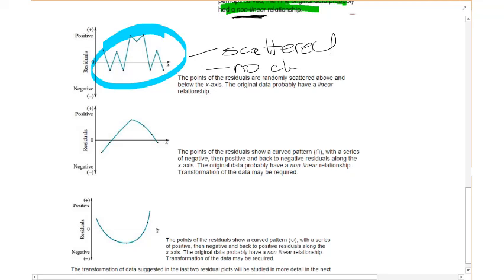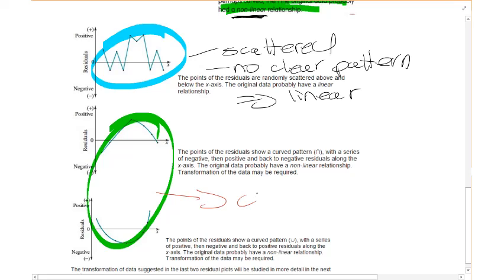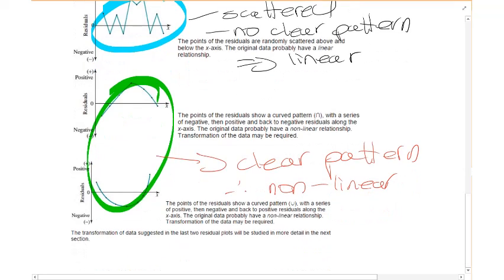No clear pattern. Therefore, we say linear. These two, on the other hand, clear pattern, therefore nonlinear. And that's the sort of information you're going to need.